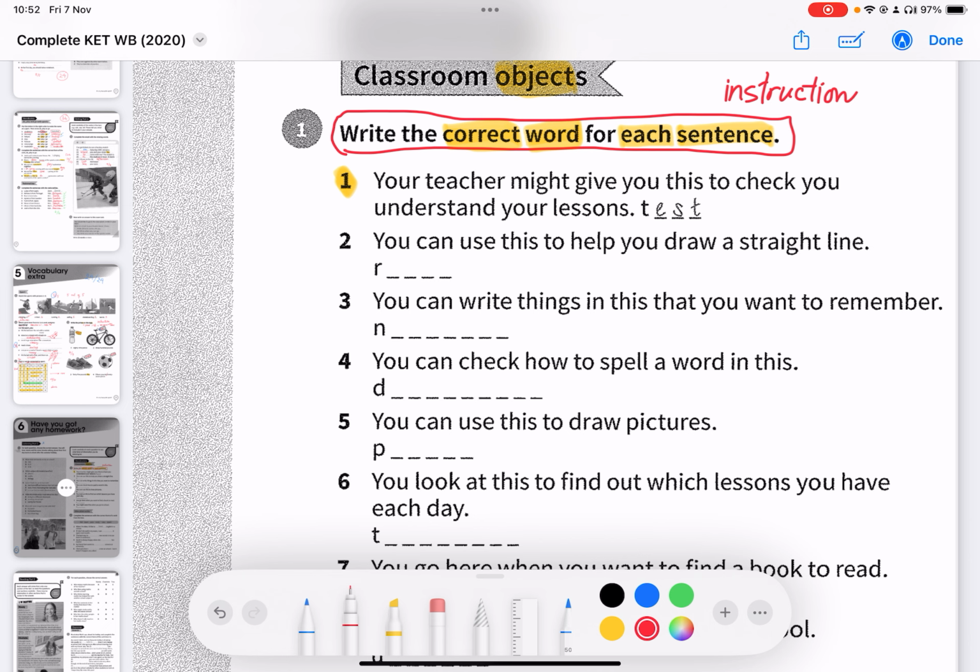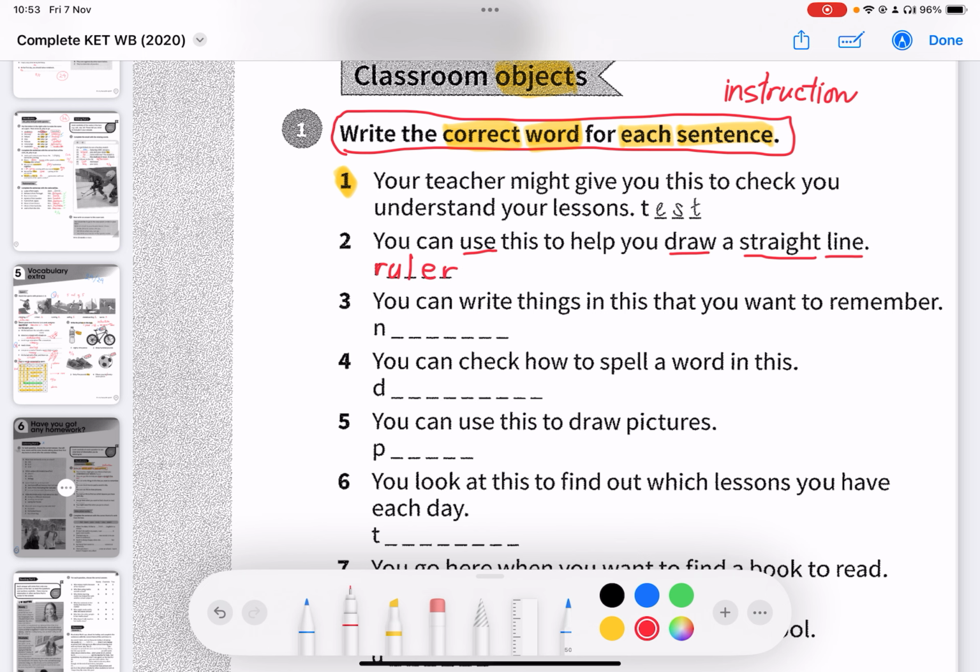So yes, it is test. Number 2, you can use this to help you draw a straight line. What is that? You can use this, dùng cái này to help you, giúp bạn draw a straight line. Đường thẳng, line, đường kẻ, straight, thẳng. And it starts with R. Yeah, we know this. Ruler. Yes, how do we spell ruler? R-U-L-E-R.